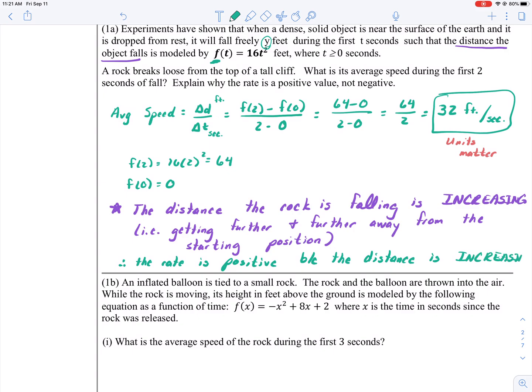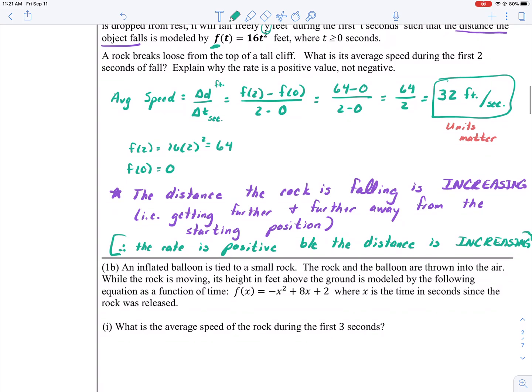If the distance were decreasing, or if I was measuring something else, then I would be able to have a negative answer. It is possible to get a negative velocity. On this one, we were dealing with speed because of this measurement, and speed is generally positive. But velocity can be either negative or positive.